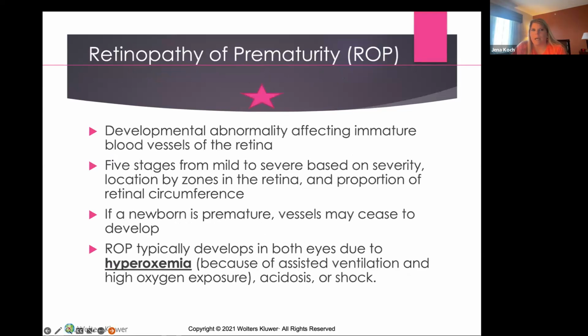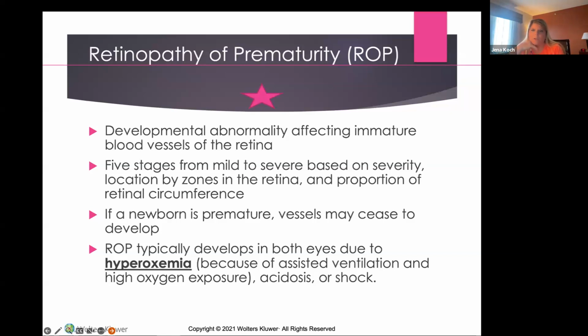ROP is, again, more towards the premature infants. I'm not going to ask about all the different stages and zones, but know that as it advances, it can go from a very mild case of ROP to very severe, to where it can cause blindness. Some of the milder cases, they can do laser surgery at the bedside. They can do injections into the eye with a medication. It's a chemotoxic agent that they use.